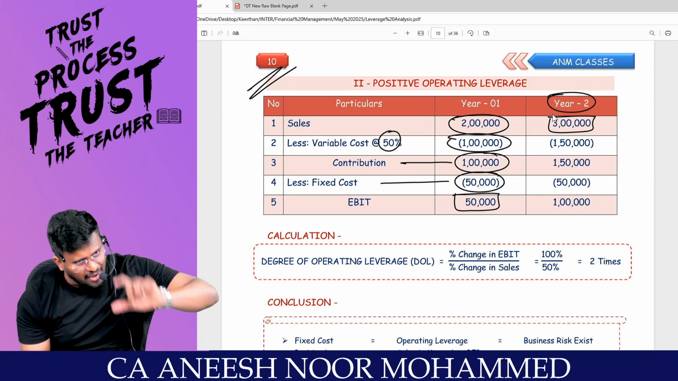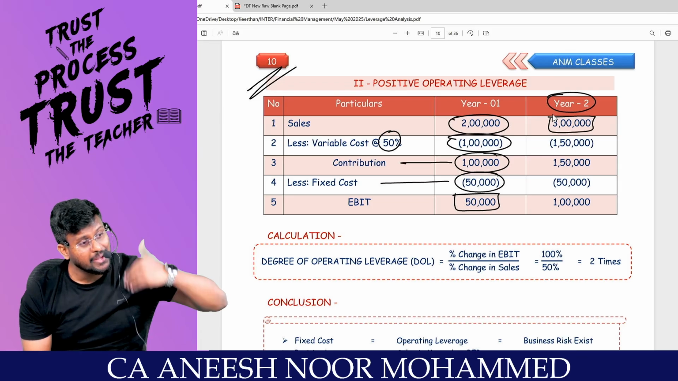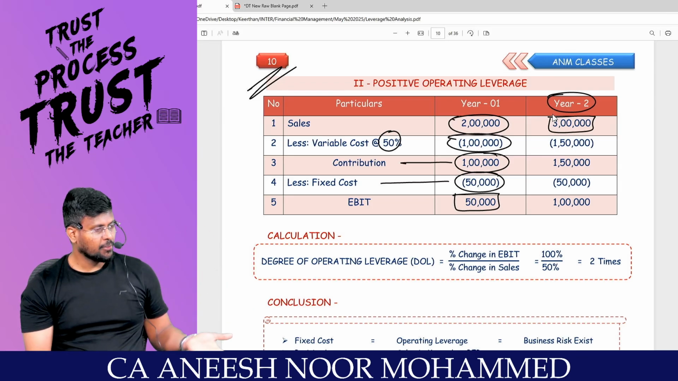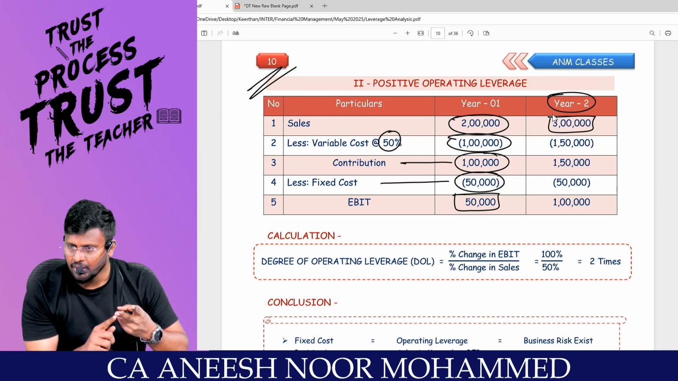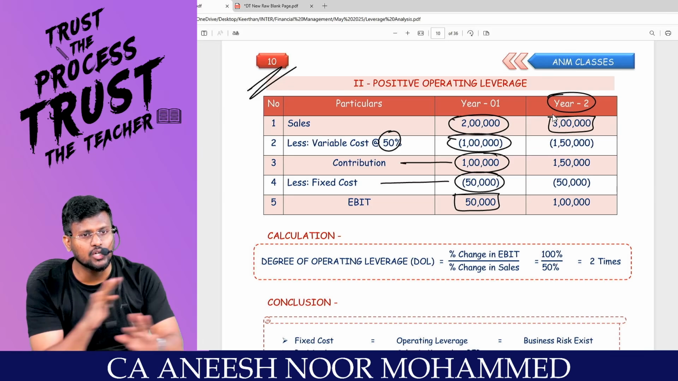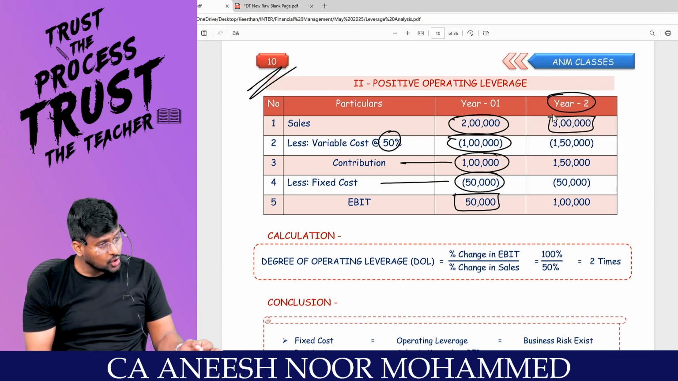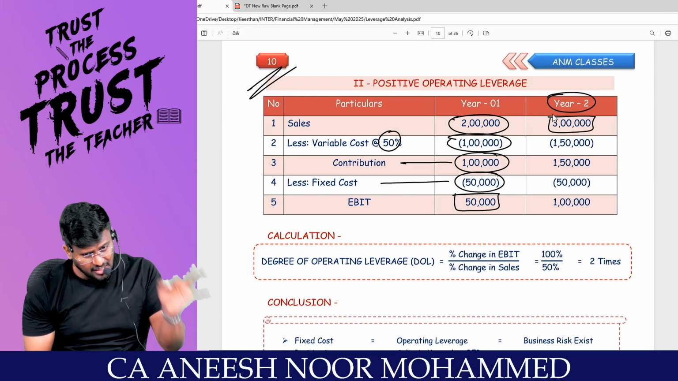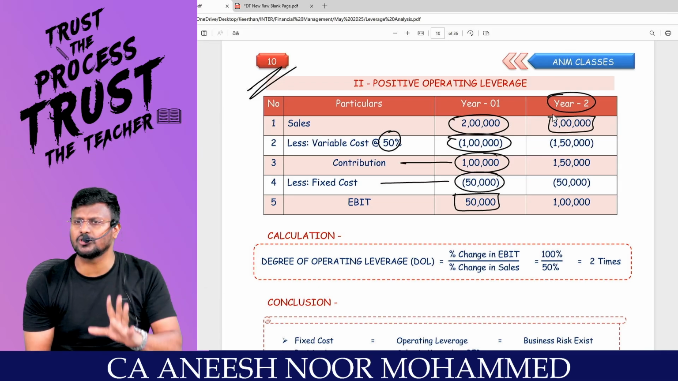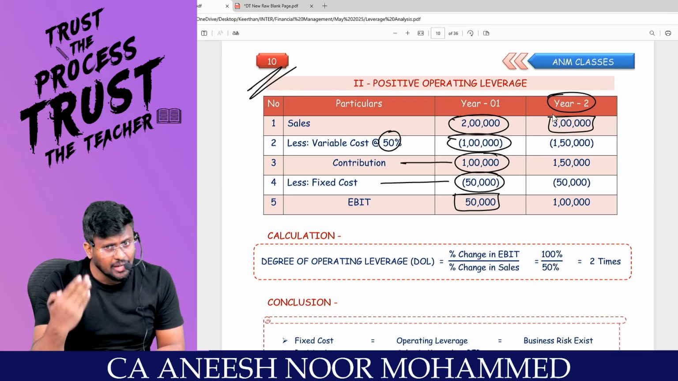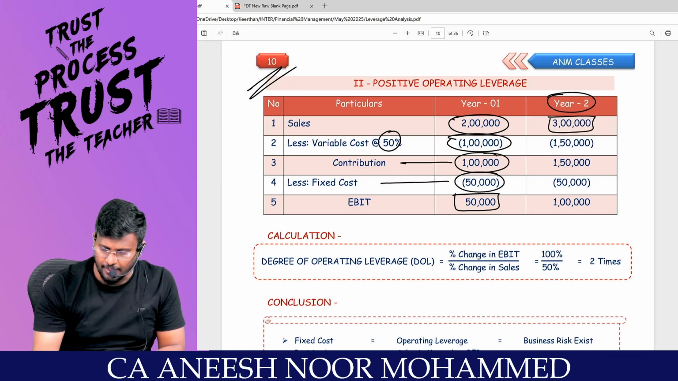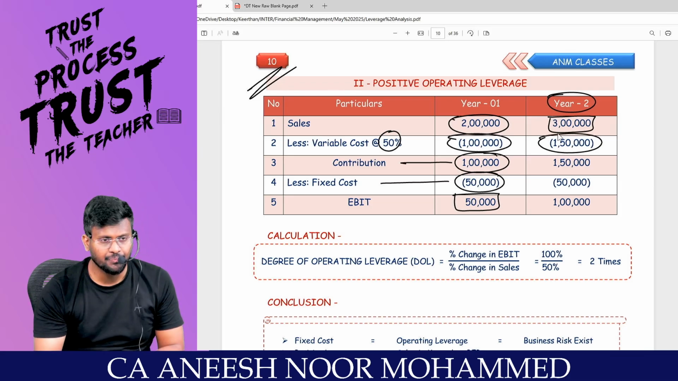Because of having fixed cost, sir, the EBIT will multiply. Because once the sales increases, variable cost increases. Yes, sir. Whereas fixed cost will not increase. Because of the fixed cost in the capital structure, my dear lovable students, we will be having more returns as EBIT. Getting it?